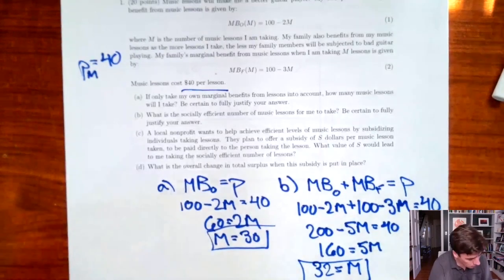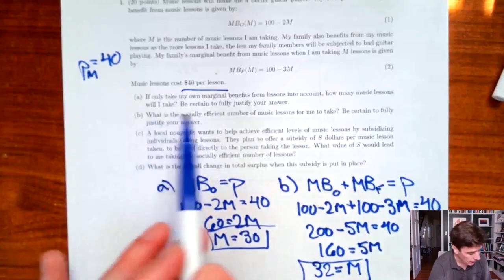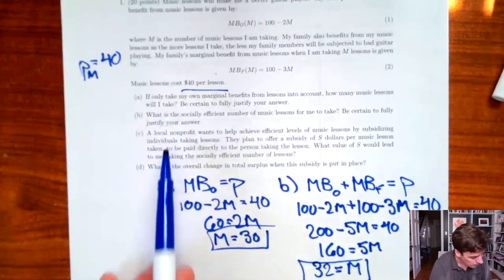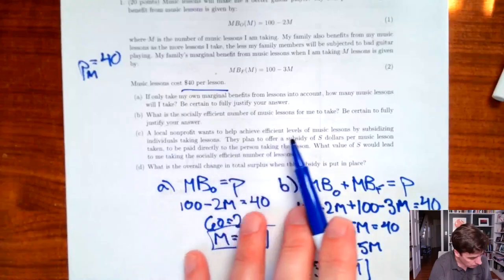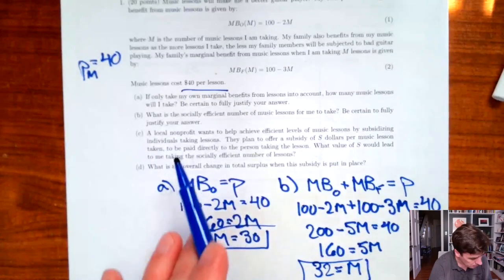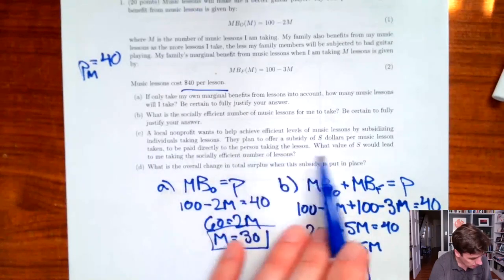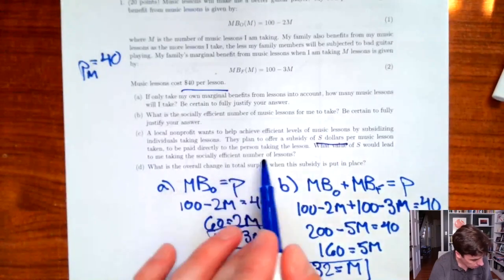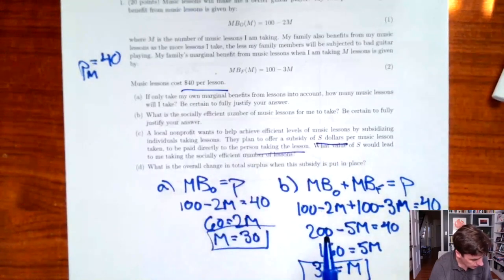All right, so we're done with part B there, which was just asking about that socially efficient quantity. So now we can move on to part C. A local nonprofit wants to help achieve efficient levels of music lessons by subsidizing individuals taking lessons. They plan to offer a subsidy of S dollars per music lesson that's going to be paid directly to the person taking the lesson. What value of S would lead me to taking the socially efficient number of lessons?